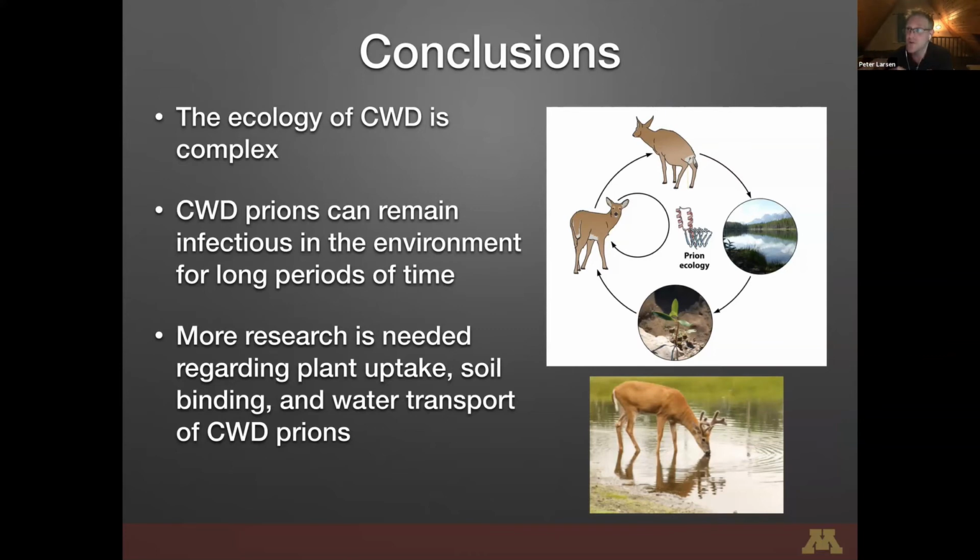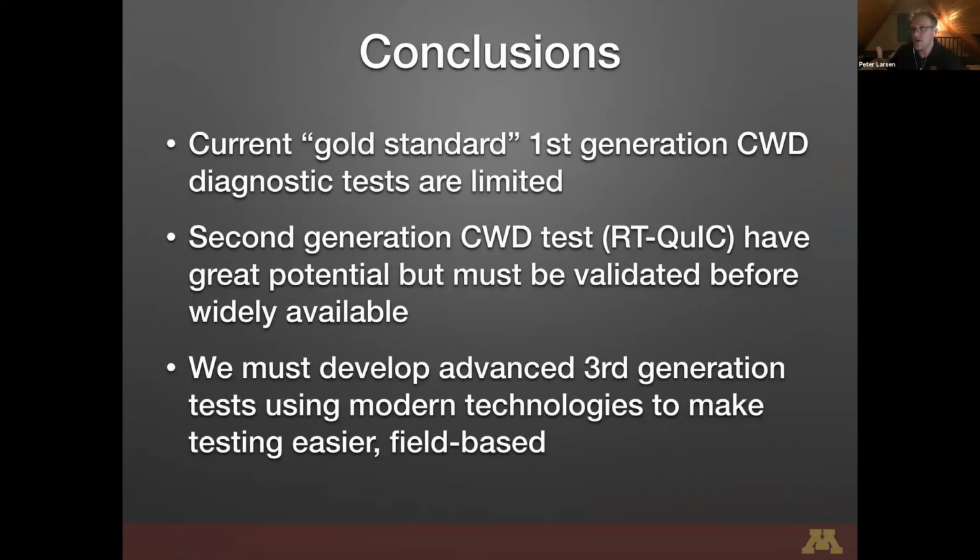A lot of that depends on local conditions, right? We have extreme freeze thaws here in Minnesota. So the infectivity of the CWD prions in the environment, maybe in southeastern Minnesota, may be very different than what's going on in a place like Texas, for example, all right? So there's just a lot more research that needs to be done across the different ecologies and different environments that CWD occurs in. So the current gold standard tests, they're limited.